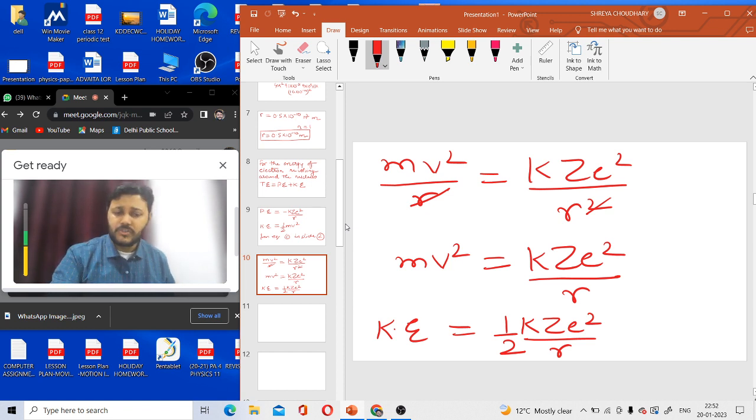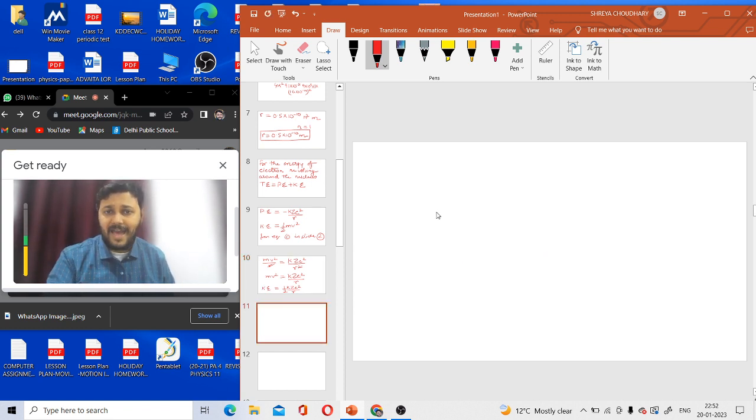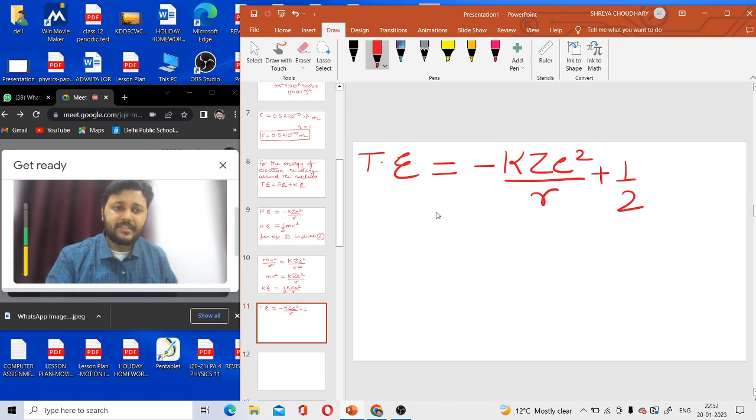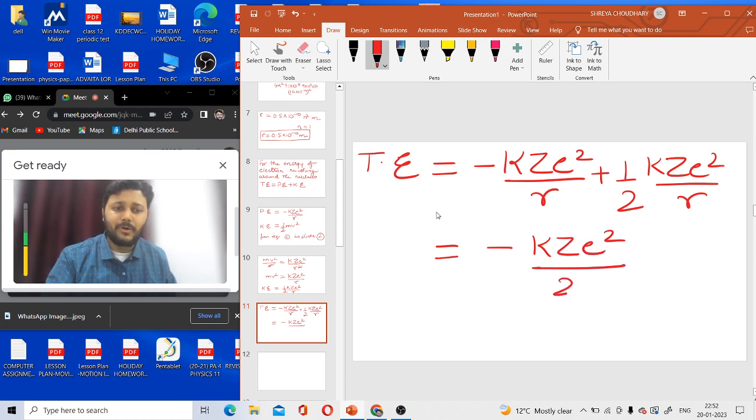Okay, so for total energy we have the potential energy, minus kZe² upon r, and the kinetic energy, half kZe² upon r. On solving, and taking the LCM, we get minus kZe² upon 2r. Hopefully it is quite easy. This is the value of total energy possessed by the electron.